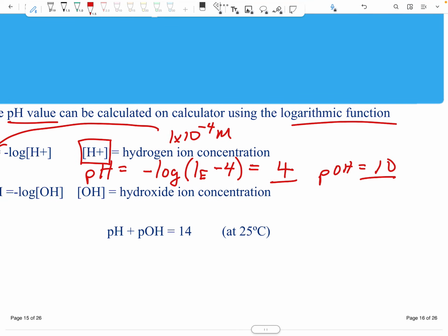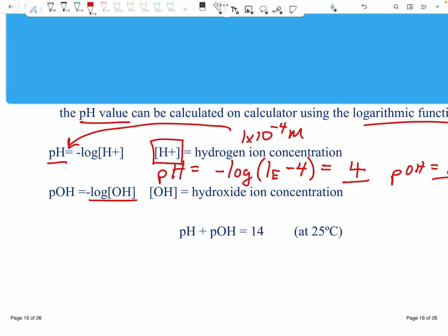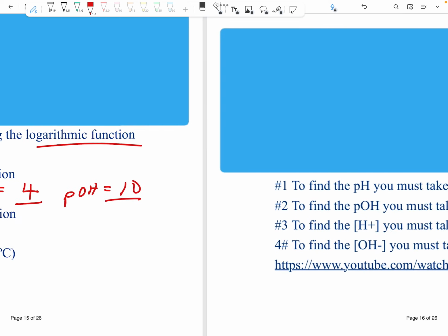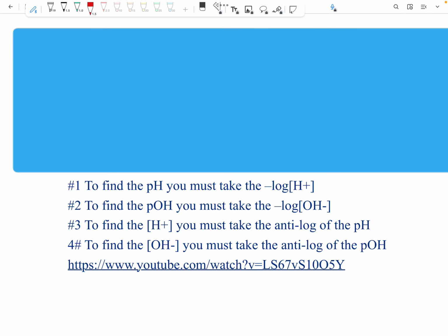Same thing goes with the hydroxide ion concentration. The same formula runs for it. So to find the pH, you must take the negative log of the hydrogen ion concentration. To find the pOH, you must take the negative log of the hydroxide ion concentration. Now, if you were given the pH and you had to find the hydrogen ion concentration, you have to take the antilog of the pH. And for the OH concentration, you would take the antilog of the pOH, which is really not that hard to do. It just sounds complicated. In fact, it's just a few buttons on your calculator. You don't have to do any other math besides that.